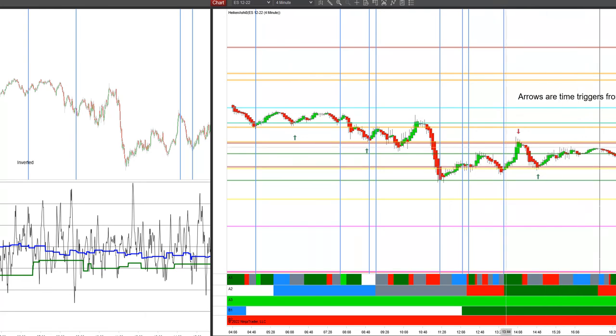Anyhow, that's just an example of how I'll use the different indicators for timing to trigger trades off these price lines.